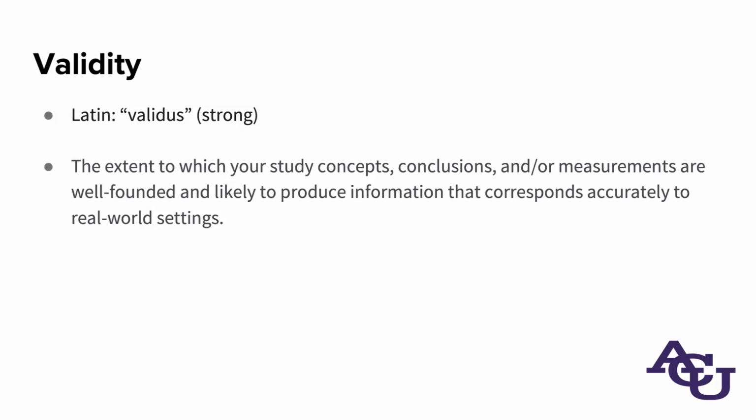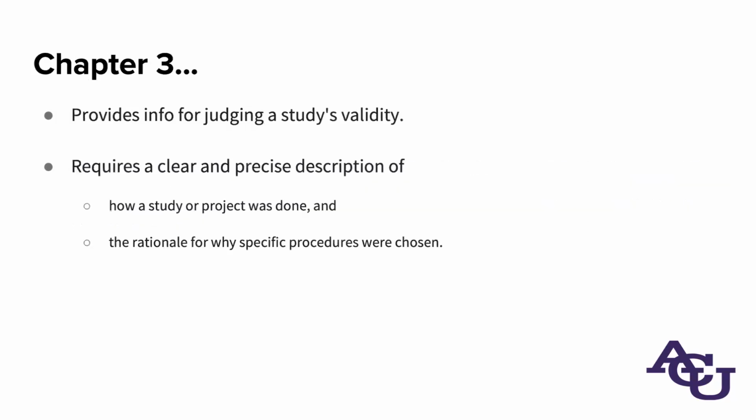If you don't have validity, then it's hard to tell whether your results will be truly useful and effective. So chapter 3 gives us, the readers, a basis for judging the study's validity. Because if you give us a clear and precise description of what you did and how you did it, why you did it, with the rationales built in, with citations to the literature, with explaining not just what you did, but why that was appropriate for what you're doing, that gives us an idea of your validity.